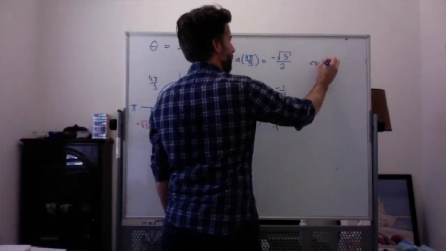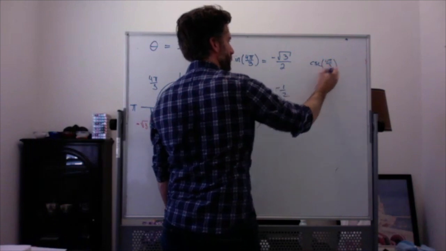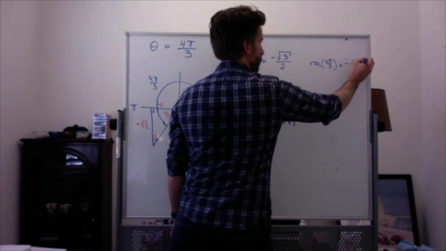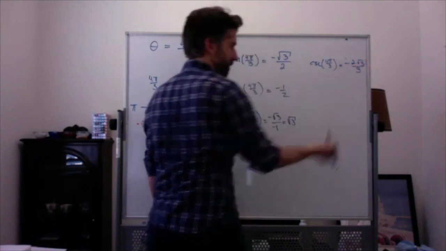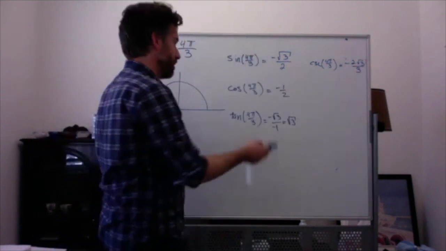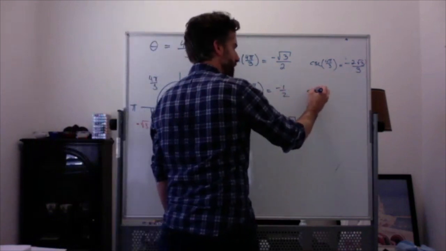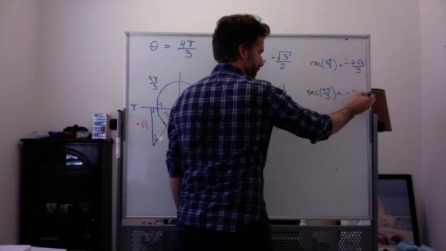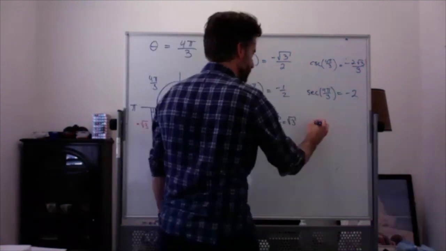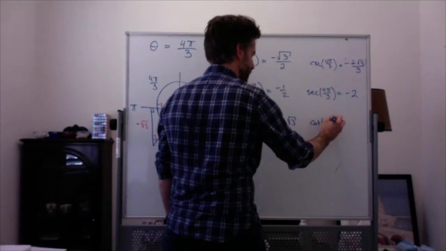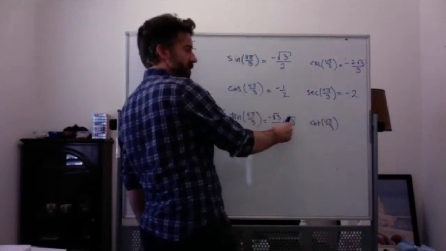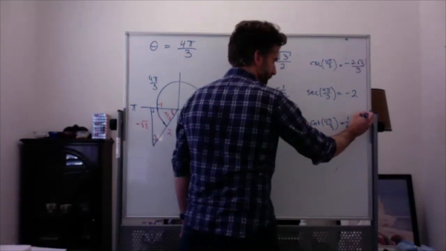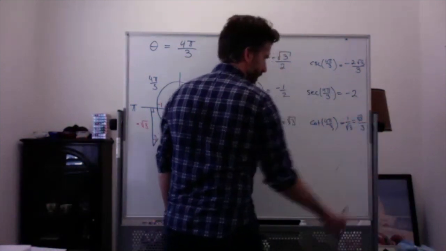Cosecant of 4 pi over 3 is going to be the reciprocal of this, which will be negative 2 root 3 over 3 after I rationalize it. The reciprocal of negative 1/2, so secant of 4 pi over 3, will be negative 2. And cotangent of 4 pi over 3 will be the reciprocal of root 3, which is 1 over root 3, or we rationalize it and get root 3 over 3.